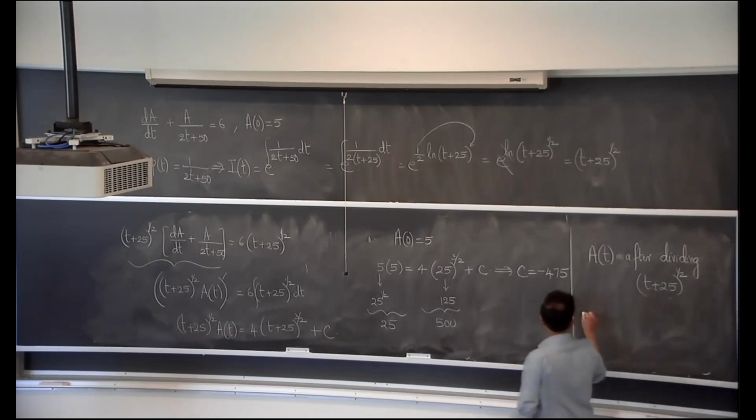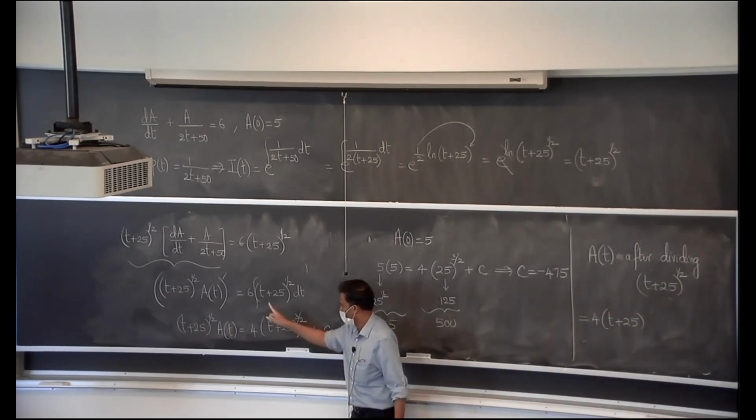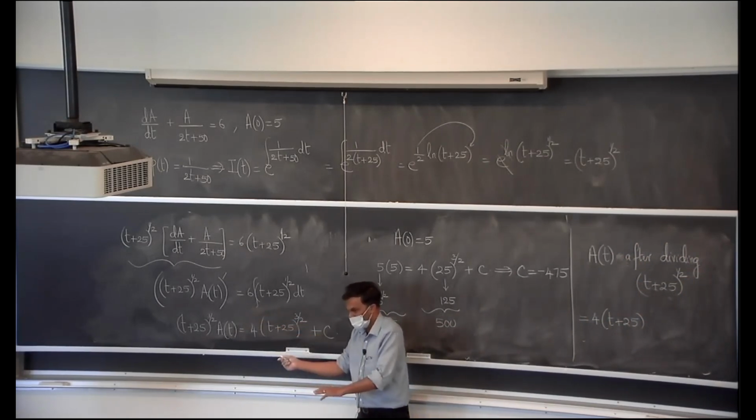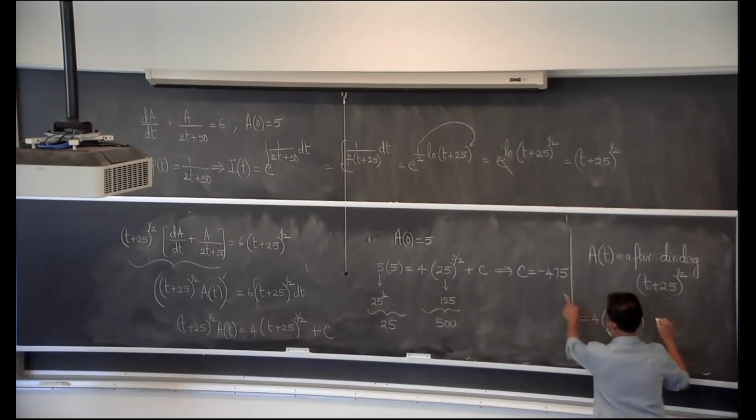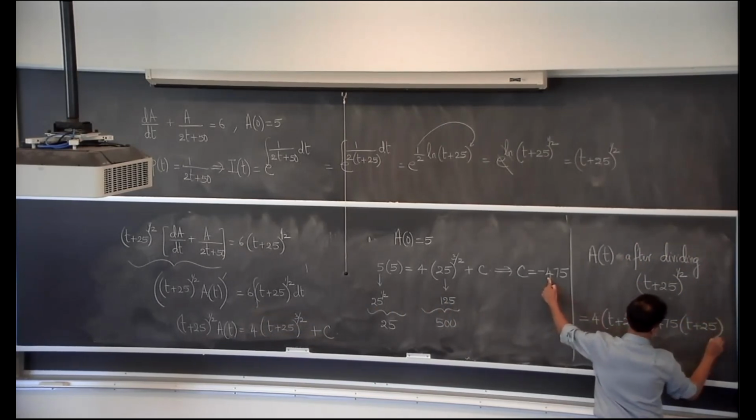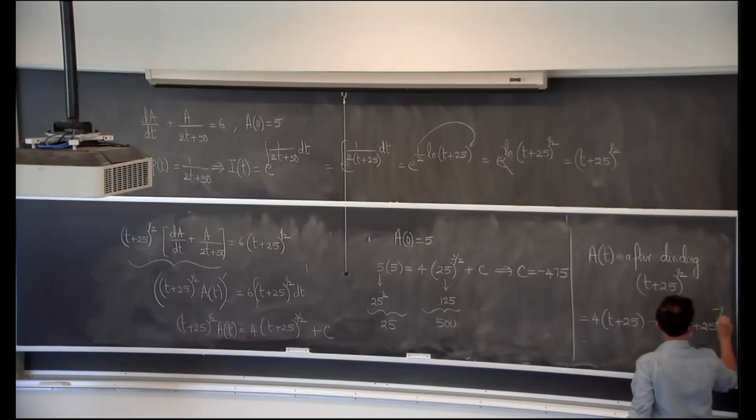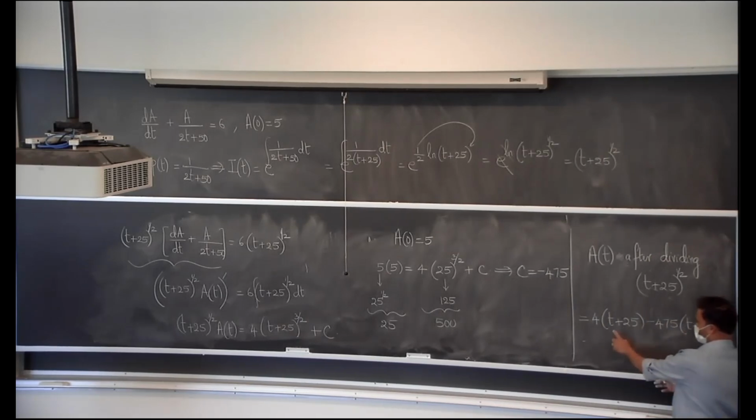This will give you A of t equal to 4 times t plus 25, because when you divide t plus 25 to the 3 halves by t plus 25 to the 1 half, it becomes t plus 25. Plus c times, which is minus 475 times t plus 25 to the power of negative 1 half. So it looks like the amount of salt is increasing in an insane way from the first term, but it's pulled back by this term, kind of keeping things under control. So this is your final answer.